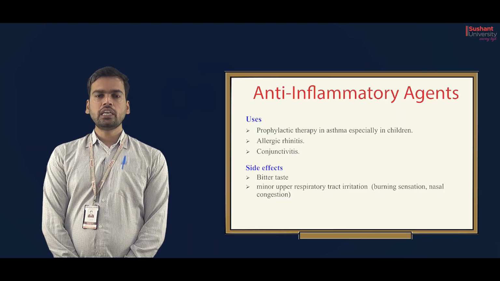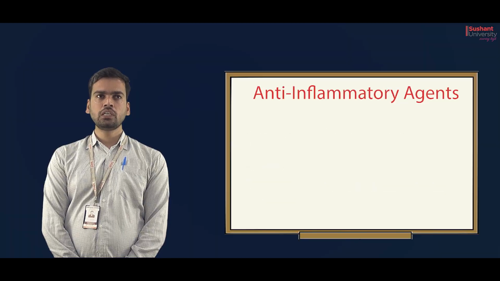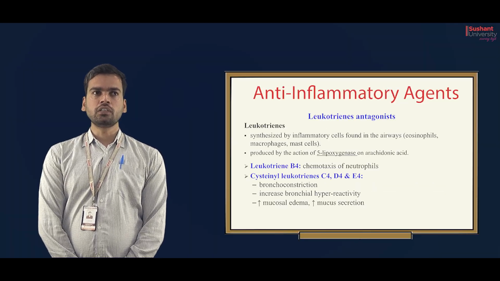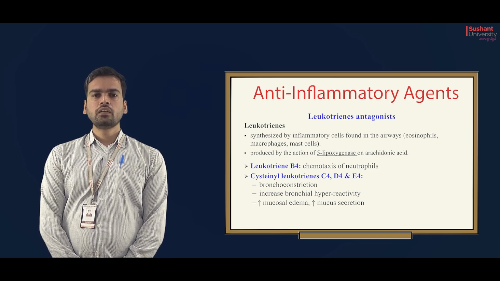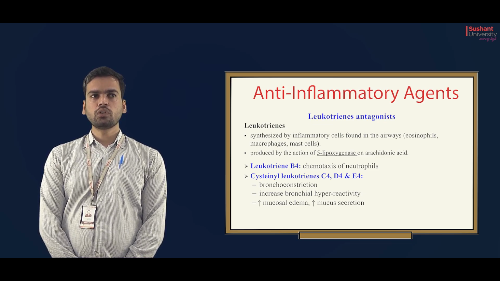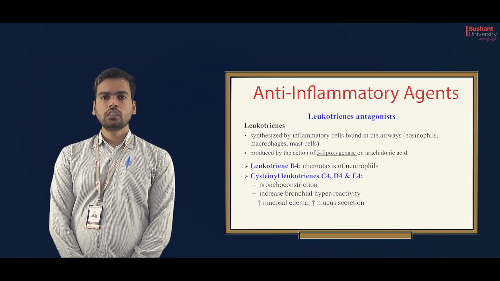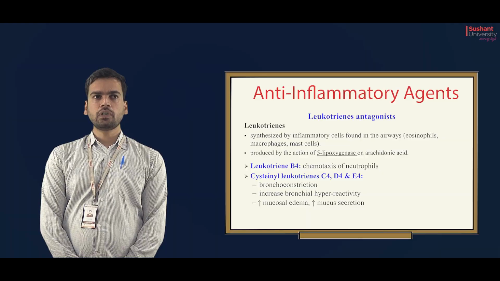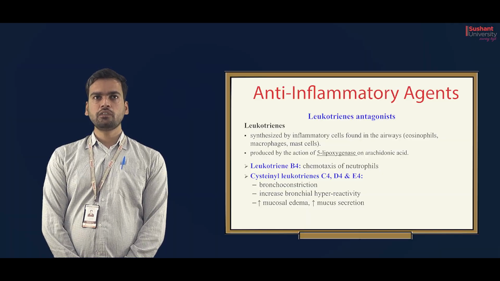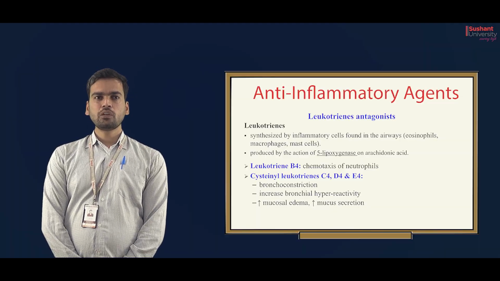nasal congestion. The next drug we use as an anti-inflammatory agent in the treatment of asthma is the leukotriene antagonist. Leukotriene antagonists are used in asthma because they inhibit the bronchoconstriction effect of the cysteinyl leukotrienes, which include C4, D4 and E4. Leukotrienes are synthesized by inflammatory cells found in the airways, including eosinophils, macrophages and mast cells.